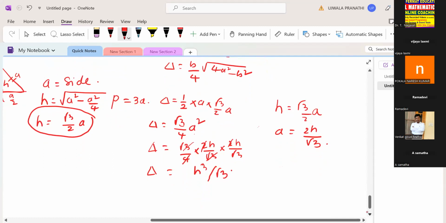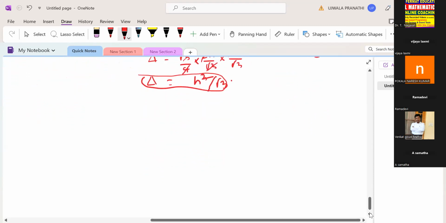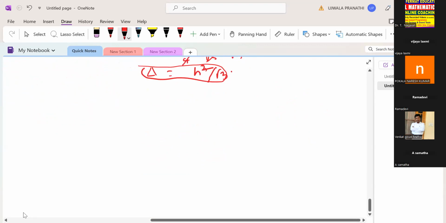Here H square. So, delta is equal to H square by root 3 when height is given. And root 3 by 4 A square when side is given. So this is the area of an equilateral triangle. So మీరు areas problem చేసేటప్పుడు this is one most important one. So this is about triangles.